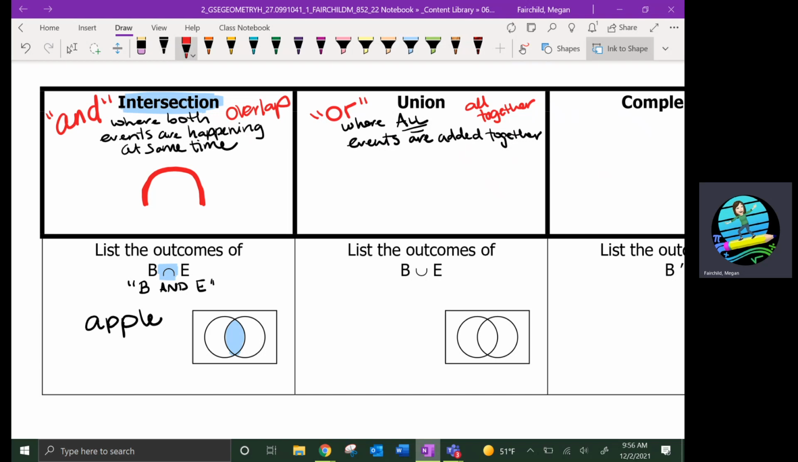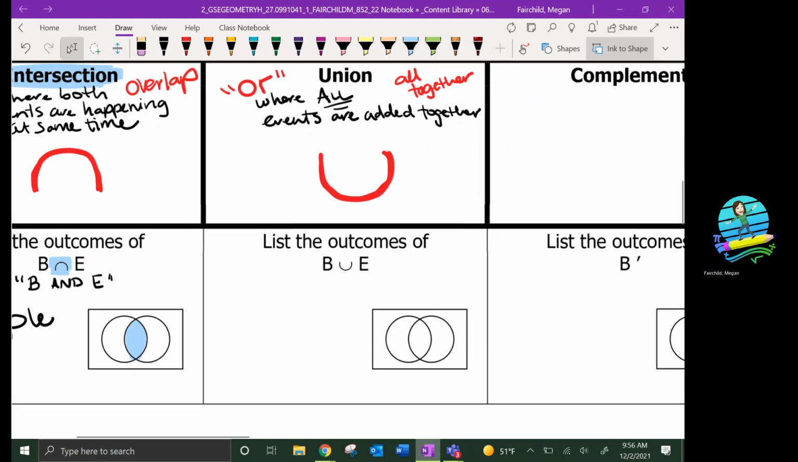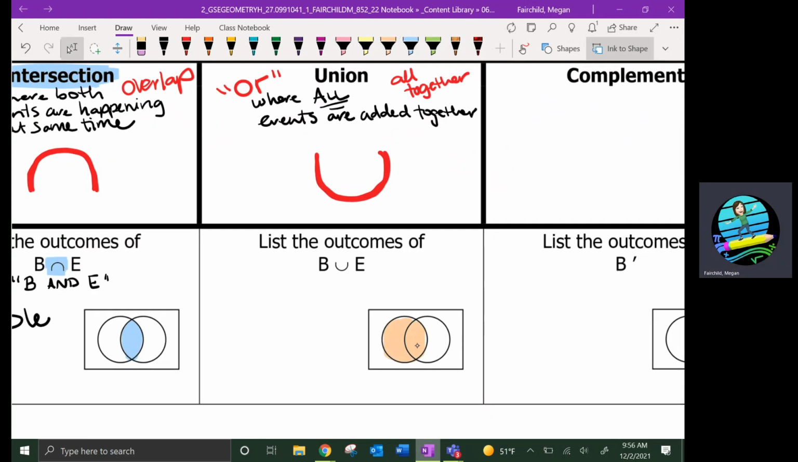Okay, union is actually represented by just a U. It looks like that. And it looks like a U for union. When you go on the diagram to shade it, it would be all of this one and all of the second circle. That would be it added together. So we would say, who has a dog or a cat? You would give me all those numbers in there, right? So this would be B or E. That's how you would say that. Or the union of B and E, right?